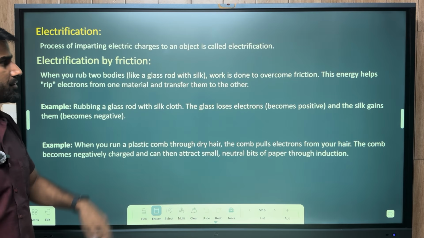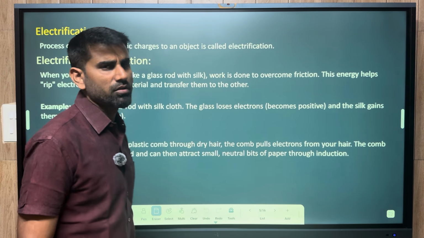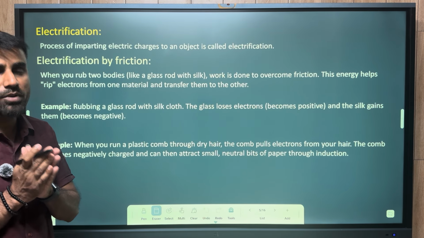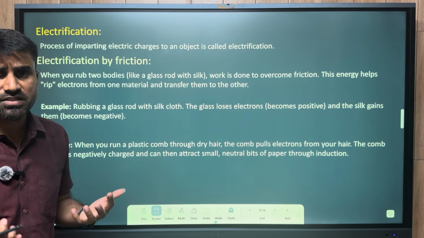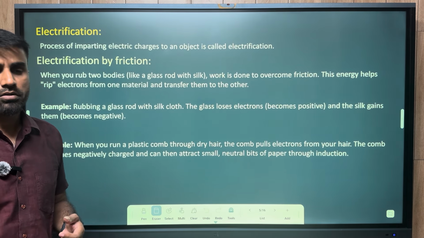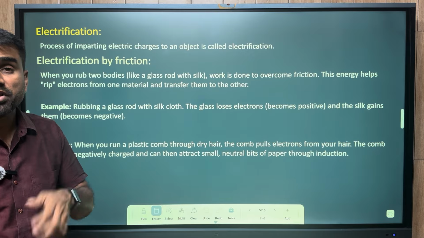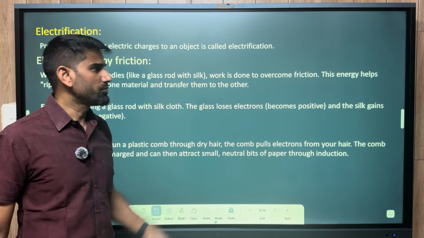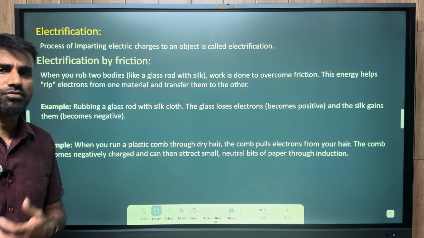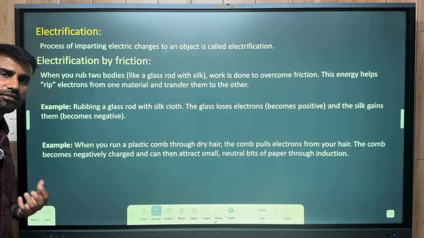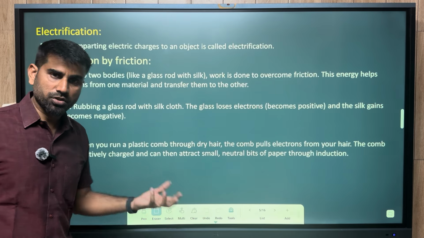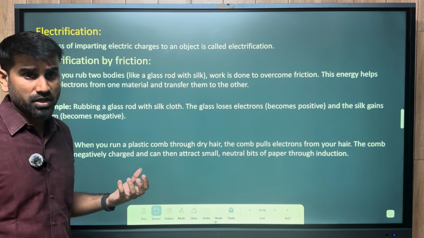When you rub two bodies, work is done to overcome friction, and heat is produced. This heat energy is supplied to the electrons. Electrons gain energy and become ready to transfer due to their excess energy. This excess energy helps the electrons to transfer from one body to another, thereby transferring charge. So one object acquires positive charge whereas the other acquires negative charge.